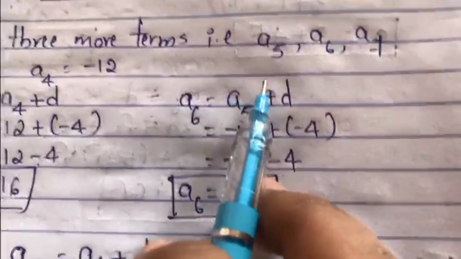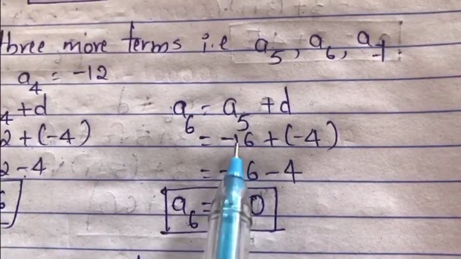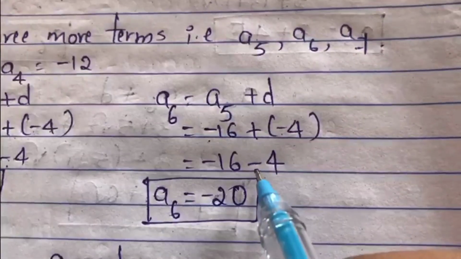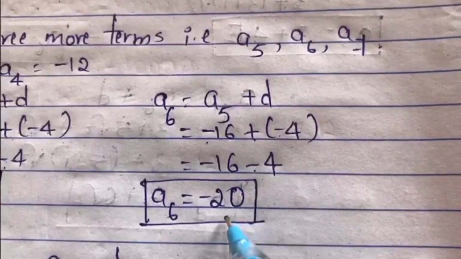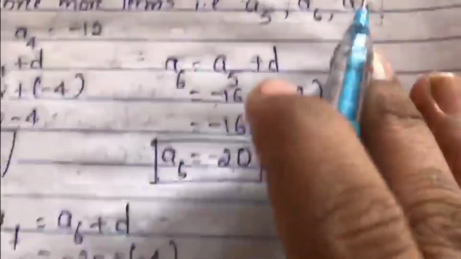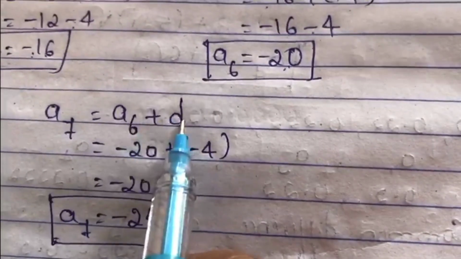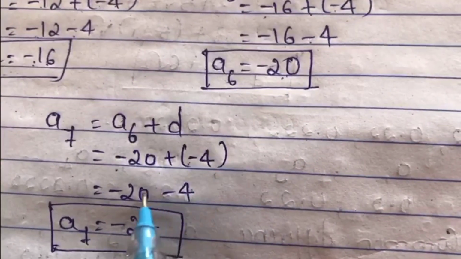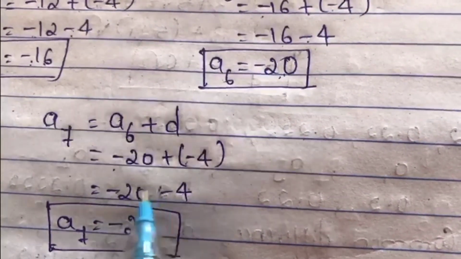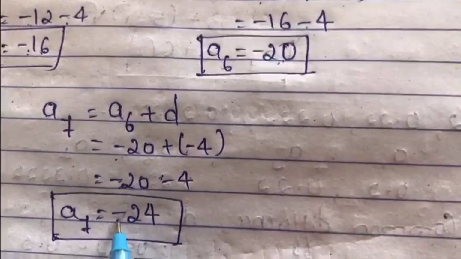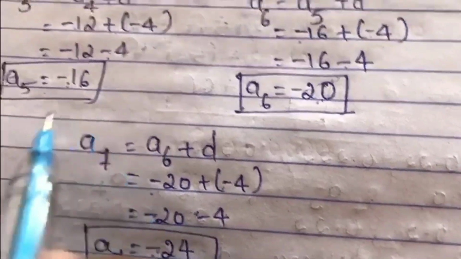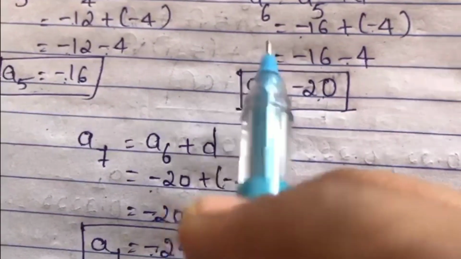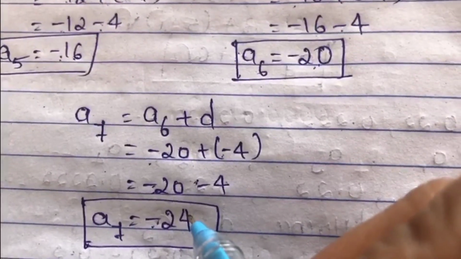A6 is A5 plus D. Here A5 we got as minus 16. In the same way, plus into minus will be minus, and we need to add them. We will get the answer as minus 20. A7 will be A6 plus D, that is minus 20 plus of minus 4. Here we need to add them and write the minus sign. The answer will be minus 24. We got A5 is minus 16, A6 is minus 20, A7 is minus 24.